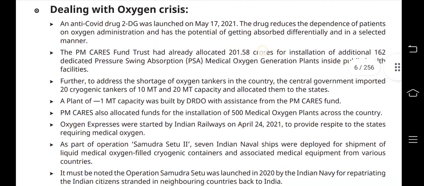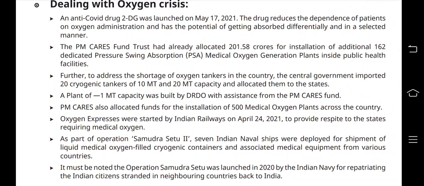Dealing with the oxygen crisis, an anti-COVID drug 2-DG was launched on May 17, 2021. The drug reduces the dependence of patients on oxygen administration and has the potential of getting absorbed differentially and in a selected manner. The PM CARES Fund Trust had already allocated 201.58 crores for installation of additional 162 dedicated pressure swing adsorption PSA medical oxygen generation plants inside public health facilities.